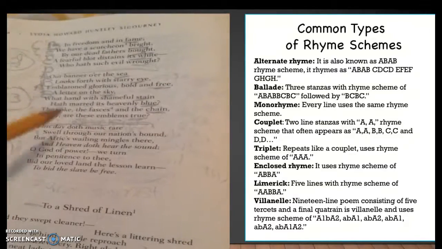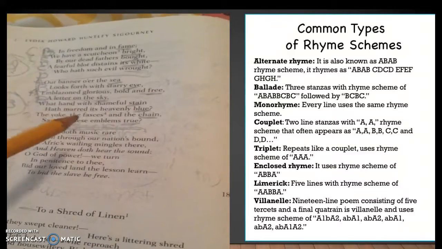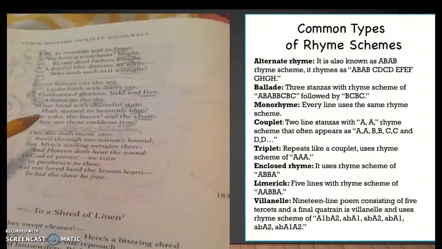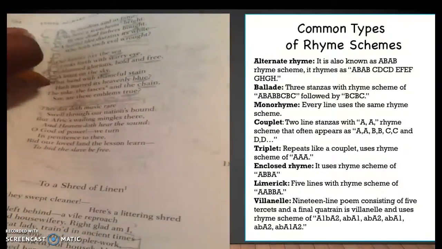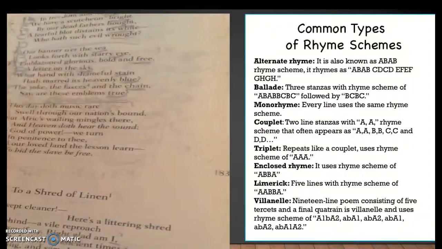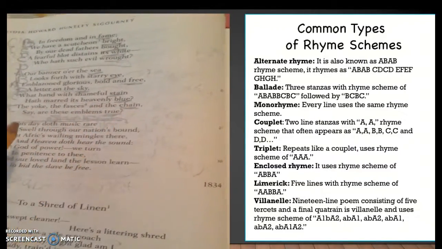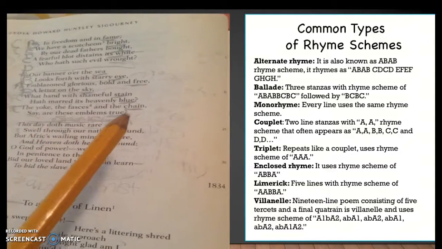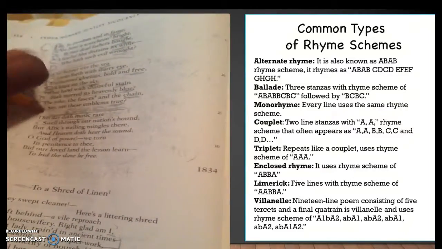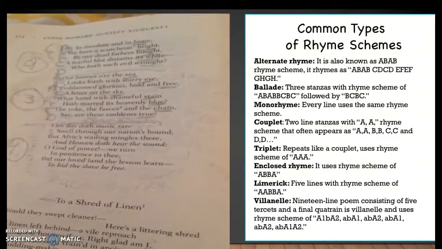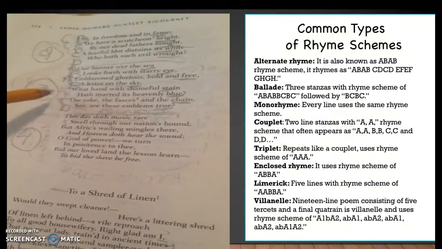And now that we've done that, let's go to the next one. What hand with shameful stain hath marred its heavenly blue? The yoke, the fetter, and the chain. Chain, stain. So those two are going to take on C and C. And last but not least, hath marred its heavenly blue. Say, are these emblems true? True, blue, rhyme. So we're going to have D and D. So for our third stanza, we're keeping the same rhyme scheme we had in the other two, where we're going A, B, C, D, C, D.